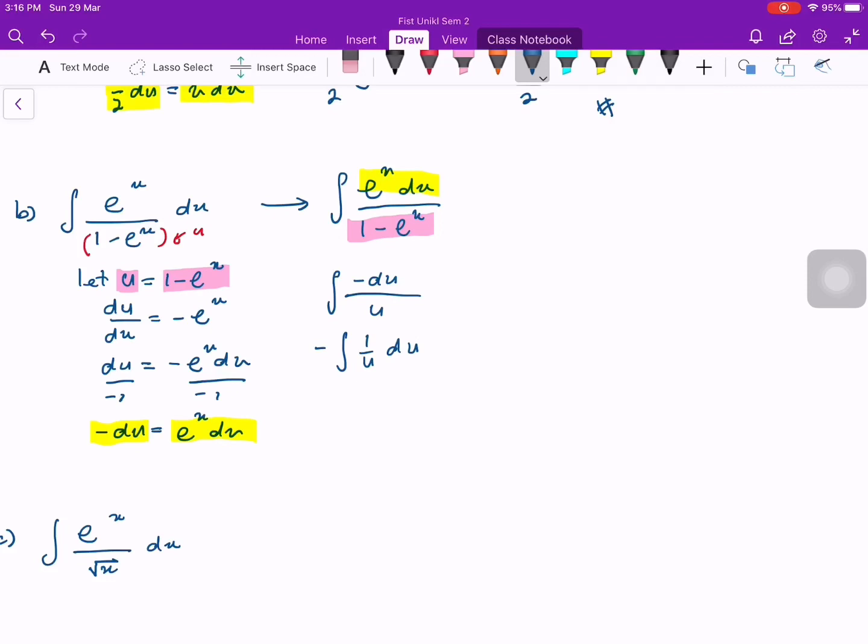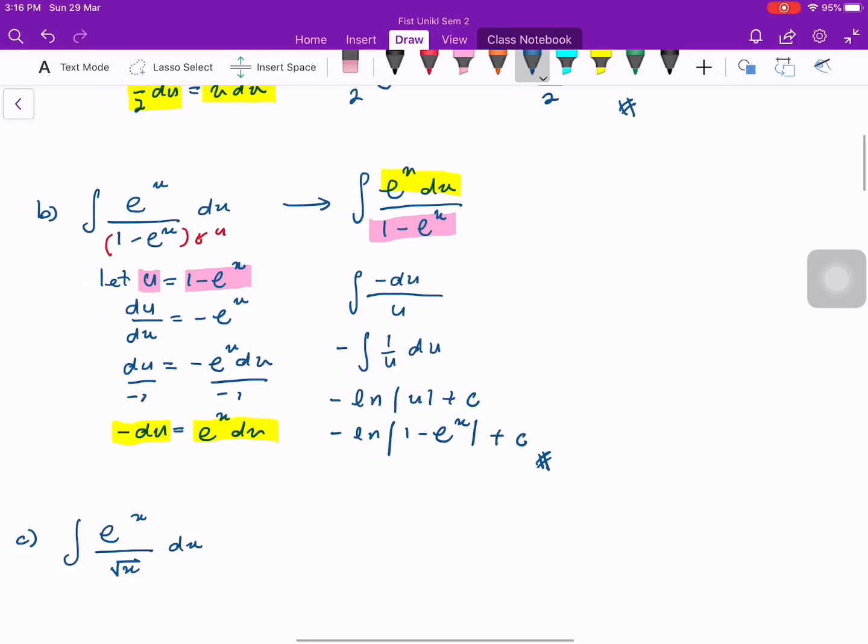So we have 1 over u, which gives negative ln absolute u plus an arbitrary constant. Then we substitute back u with 1 minus e to the power of x. We will get negative ln absolute 1 minus e to the power of x plus an arbitrary constant. So this is the answer for B.